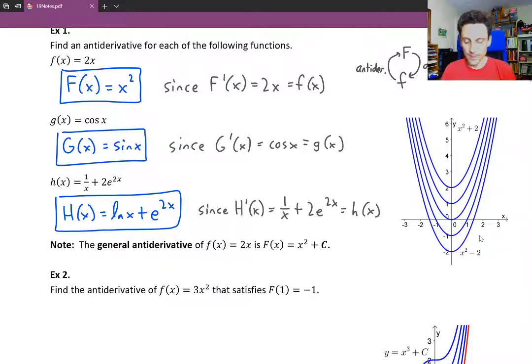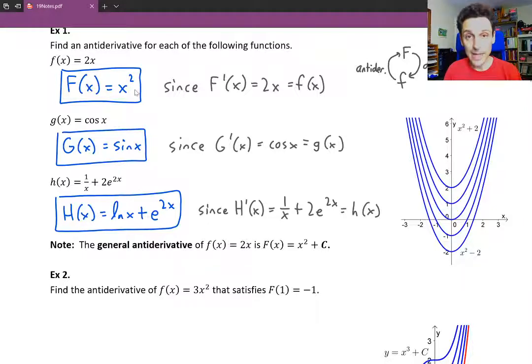Now what we've done in example 1 is find particular functions that are the antiderivative of these little functions. But suppose in the first example here, we instead wrote x squared plus 2. Well, that would be another antiderivative of 2x, because if we turned back around and took the derivative of x squared plus 2, we would still get 2x. The constant just disappears when we take the derivative.